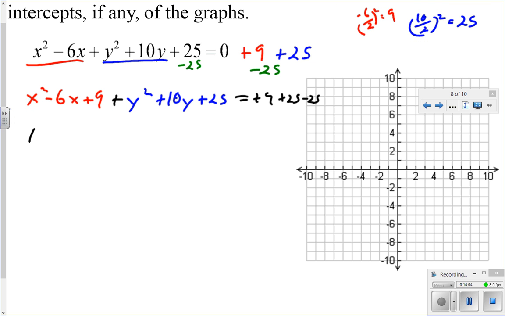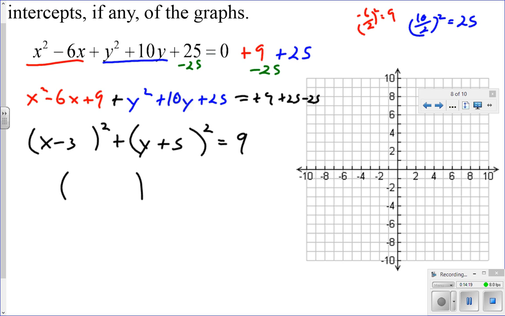This should be a perfect square, which is x minus 3 squared, plus this should be a perfect square, y plus 5 squared, which is equal to 9. So the center of my circle is going to be 3, negative 5, and my r squared term is equal to 9. So that means that r is equal to 3.